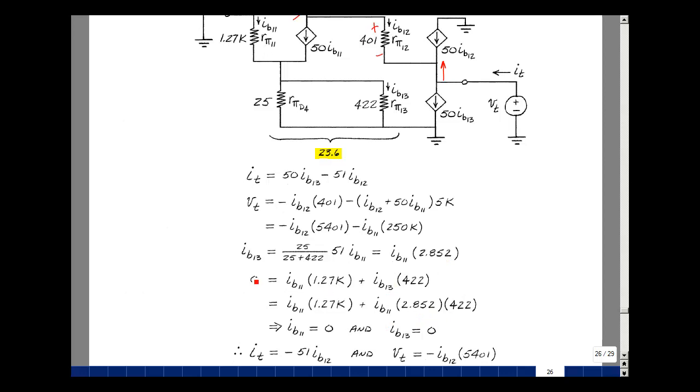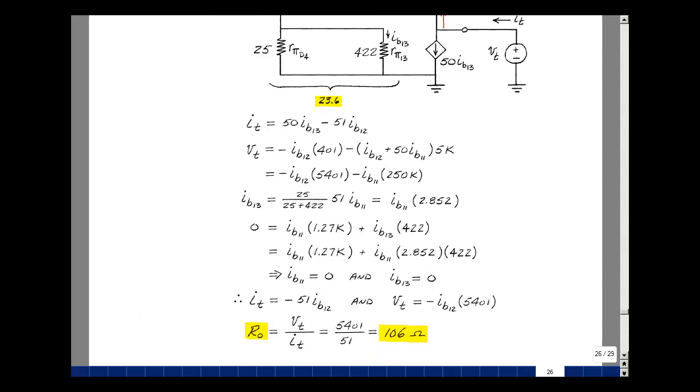And I'll get that 0 is equal to something times IB11 plus something else times IB11. And the only number that works here is 0. IB11 is 0. That means that IB13 is also 0. I can go back to these equations on top here, and this is going to be 0.